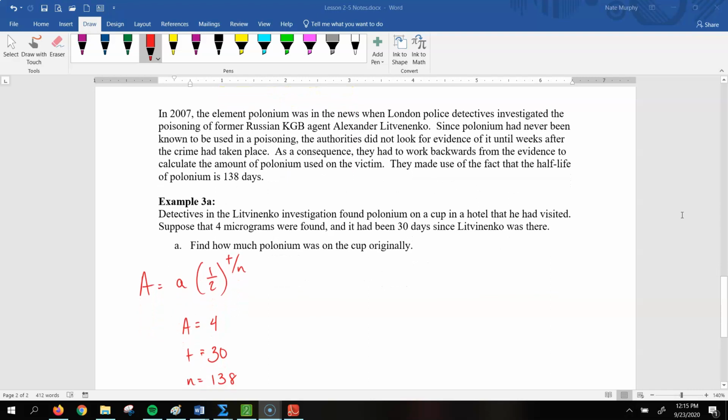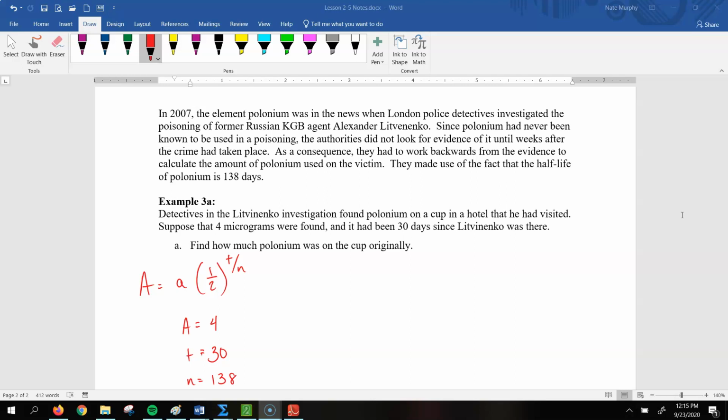So let's look at this scenario. It says in 2007, the element polonium was in the news when London police detectives investigated the poisoning of former Russian KGB agent Alexander Litvinenko. If you Google him, you can see all about how this came about. But since polonium had never been known to be used in poisoning, the authorities did not look for evidence of it until weeks after the crime had taken place. As a consequence, they had to work backwards from the evidence to calculate the amount of polonium used on the victim. They made use of the fact that the half-life of polonium is 138 days.